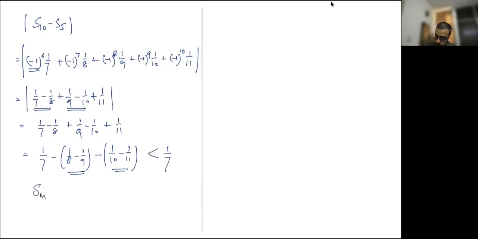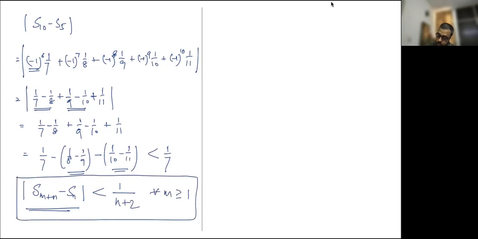If you have S(m+n) minus S(n), now you have to do the whole thing with m and n instead of the specific values 5 and 10, 5 and 9, etc. So what you would be able to show is that this is going to be less than 1/(n+2), since n plus 1 is gone, for any m greater than or equal to 1.